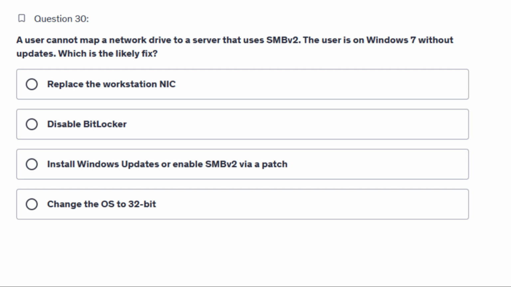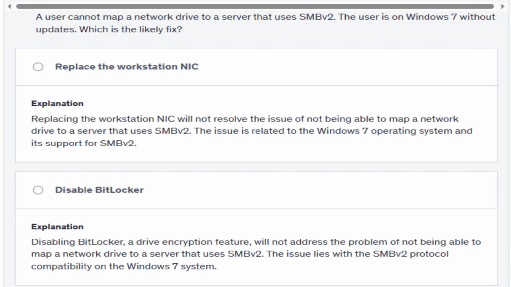So let's check the correct answer. The first option is replace the workstation NIC. Replacing the workstation NIC will not resolve the issue of not being able to map a network drive to a server that uses SMBv2. The issue is related to the Windows 7 operating system and its support for SMBv2. That's why this is the incorrect answer.